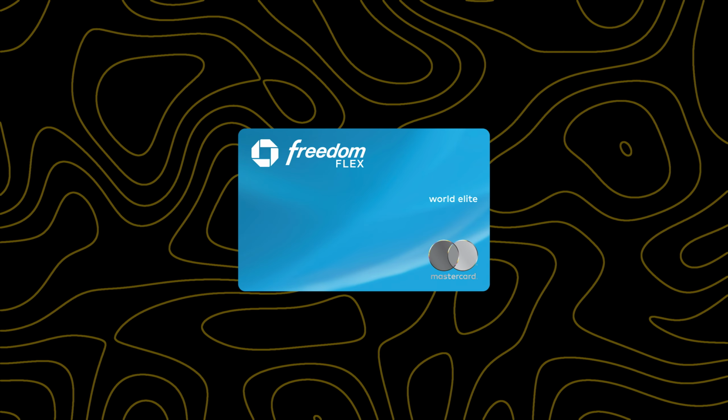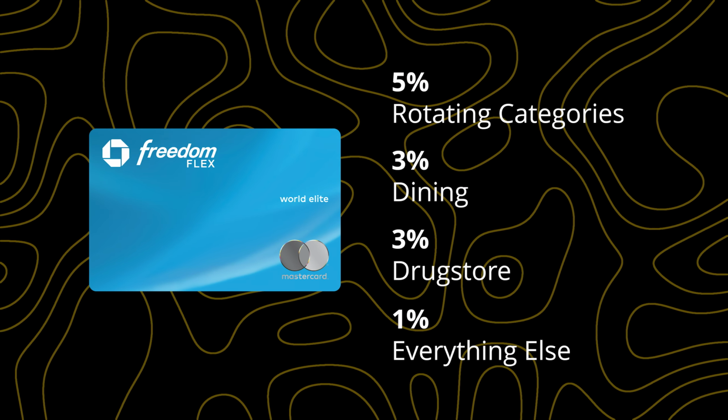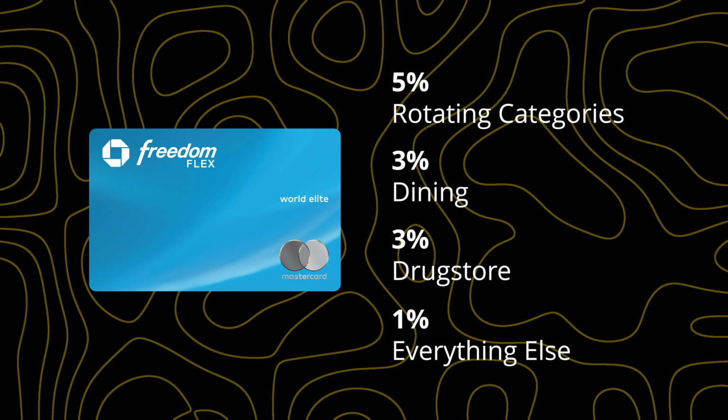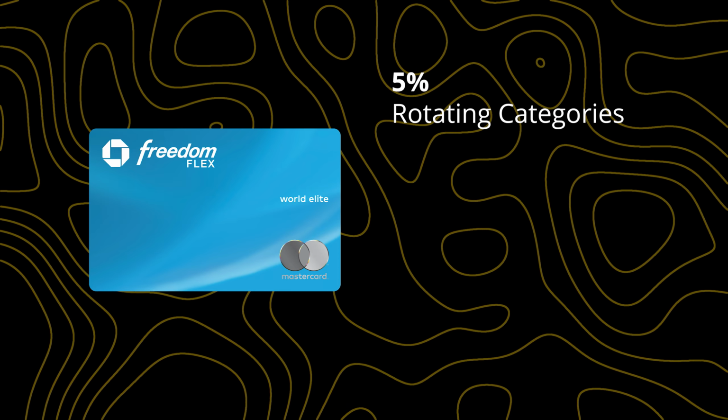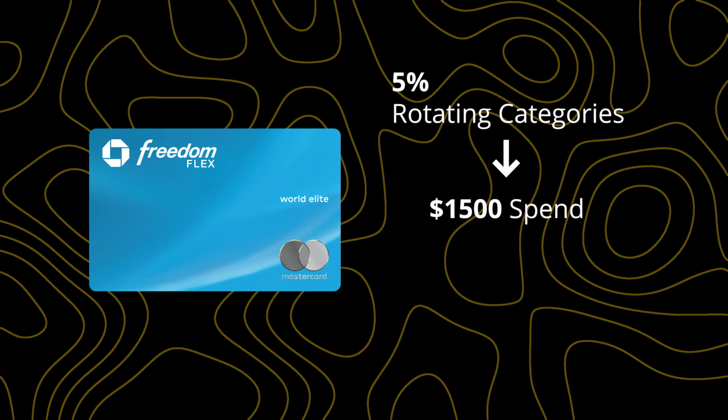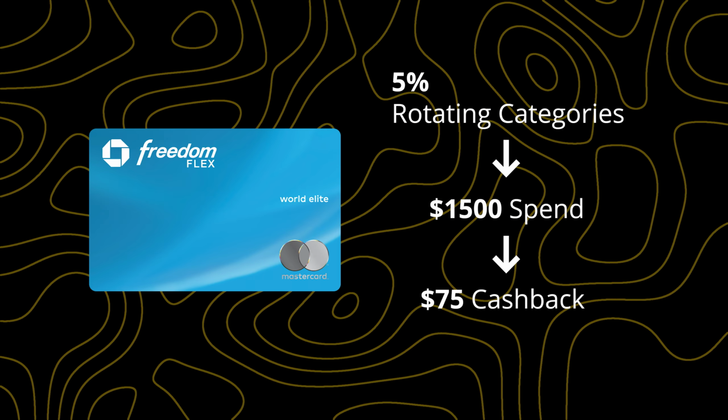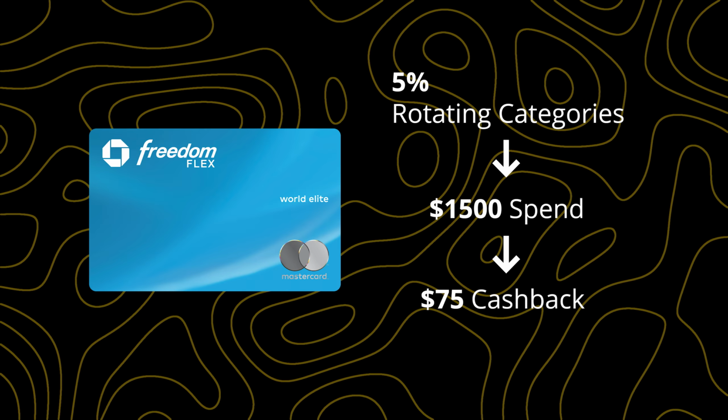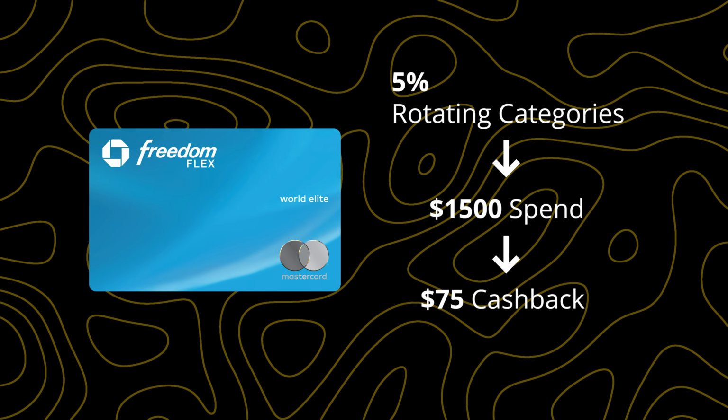The Chase Freedom Flex has rotating categories that change every quarter, and Chase gives you 5% back on those quarterly categories up to $1,500 of spend. So a total of $75 cash back. And for this example, I'm going to go back to quarter 2 of this year.